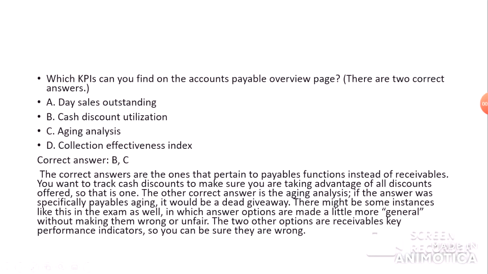So you want to track cash discounts to make sure you are taking advantage of all discounts offered. The other answer is the aging analysis. If the answer was specifically payables aging, it would be a dead giveaway. There might be some instances like this in the exam as well, in which answer options are made a little more general without making them wrong or unfair. The two other options are receivables key performance indicators. So KPI is nothing but key performance indicators. So you can be sure they are wrong. So B and C are the correct answers.